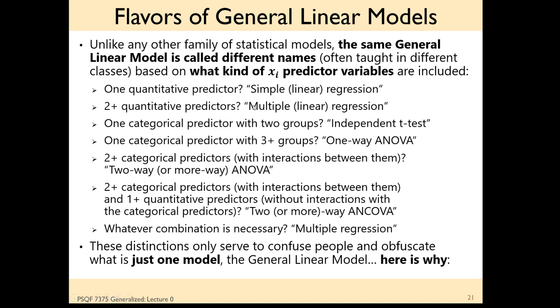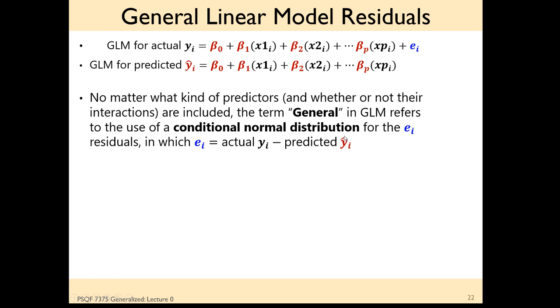The reason why I say these are all the same thing is because they are all based on this thing right here, E sub I. E for error or E for residual, take your pick. All of those models on the previous page say that E, for each person, the collection of E's from your sample is supposed to have a conditional normal distribution.